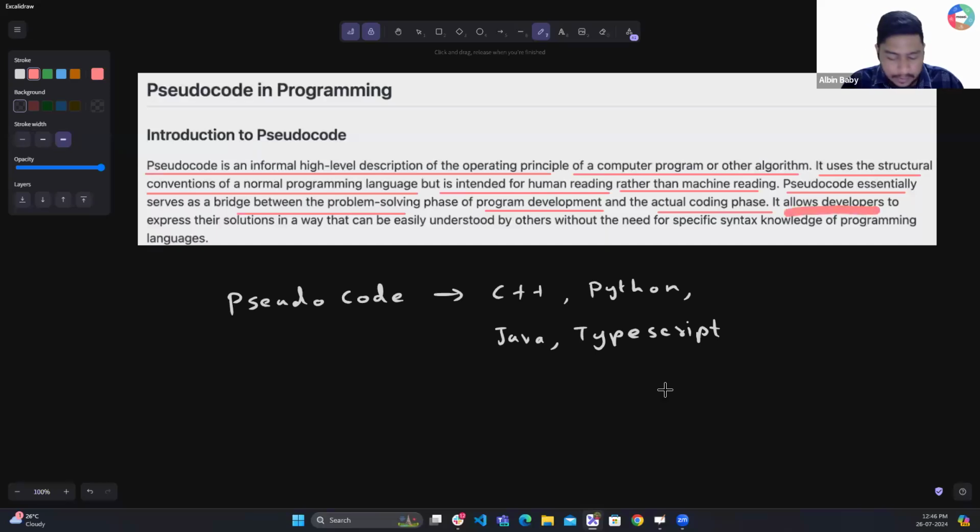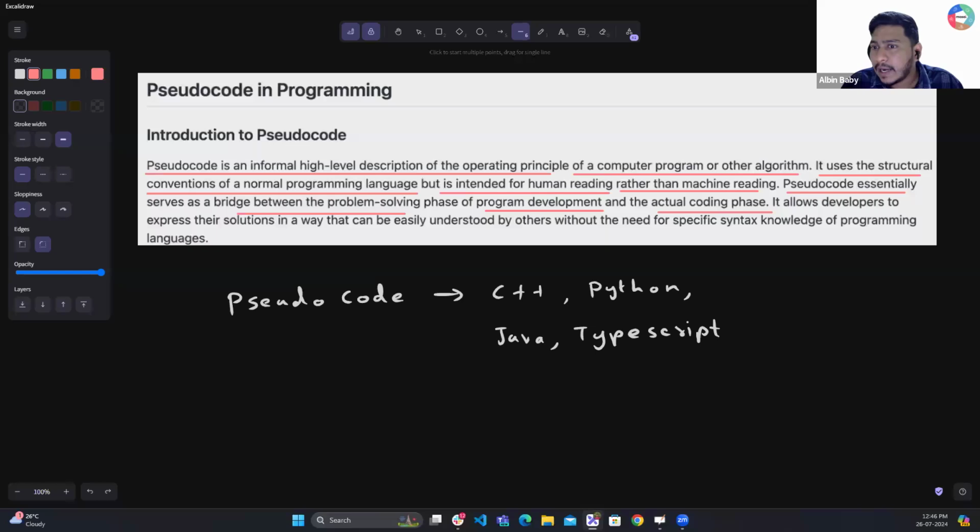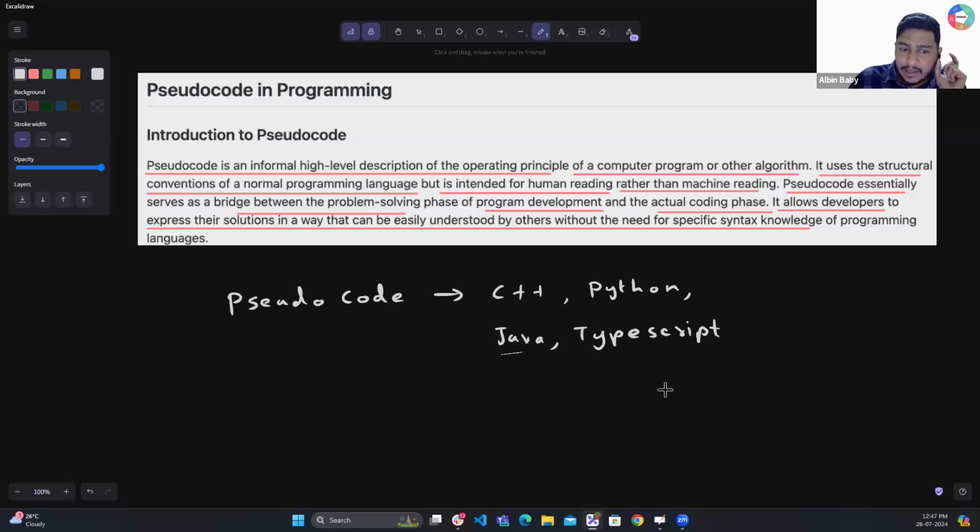It allows the developers to express their solutions in a way that can be easily understood by others without the need for specific syntax knowledge of any particular programming language. Got it? So basically, when you write language, the syntax means, the example for syntax I would give is, let's say there is a Chinese person, right? So the best real world example I will give you. Let's say there's a Chinese person, right?